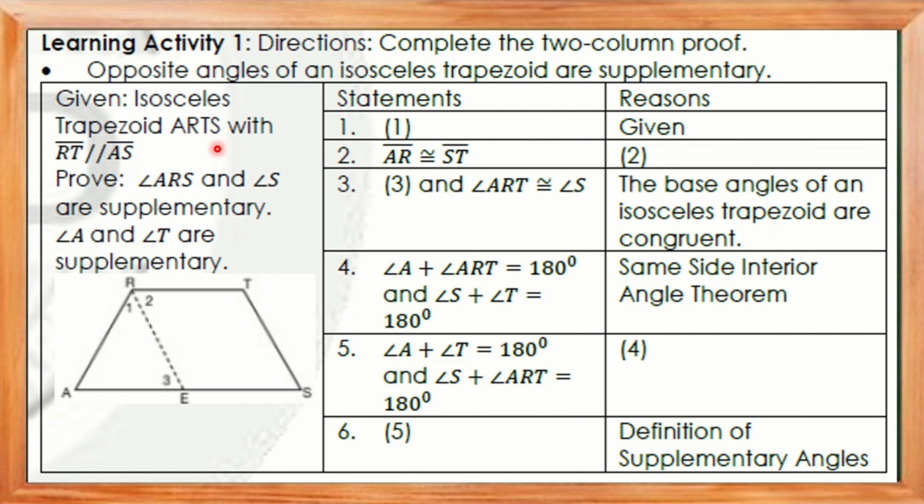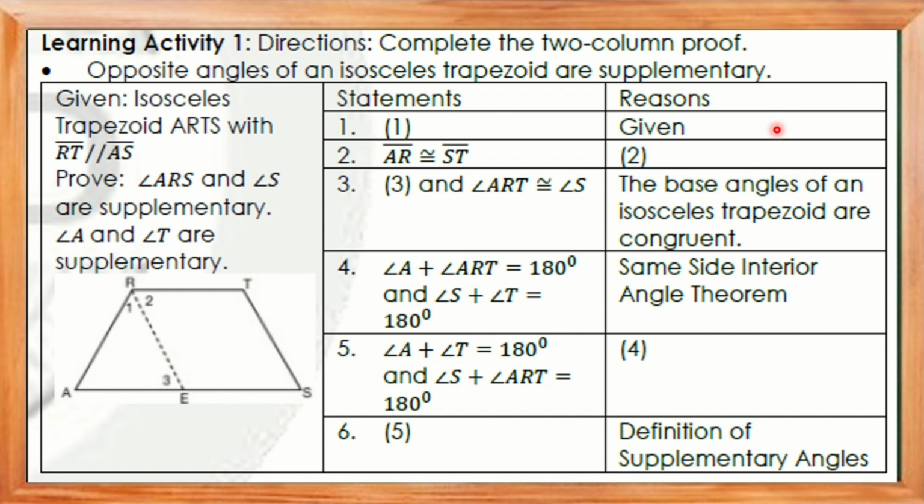Now, let's answer learning activity number 1. Directions, complete the two-column proof. So it says here, opposite angles of an isosceles trapezoid are supplementary. Okay, so here we have given isosceles trapezoid. Ito yun. Trapezoid ARTS with RT parallel to AS. Ang kailangan nating i-prove dito ay angle R and angle S are supplementary, and also si angle A at saka si angle T are supplementary. So, yun yung kailangan nating i-prove dito sa activity number 1 natin.